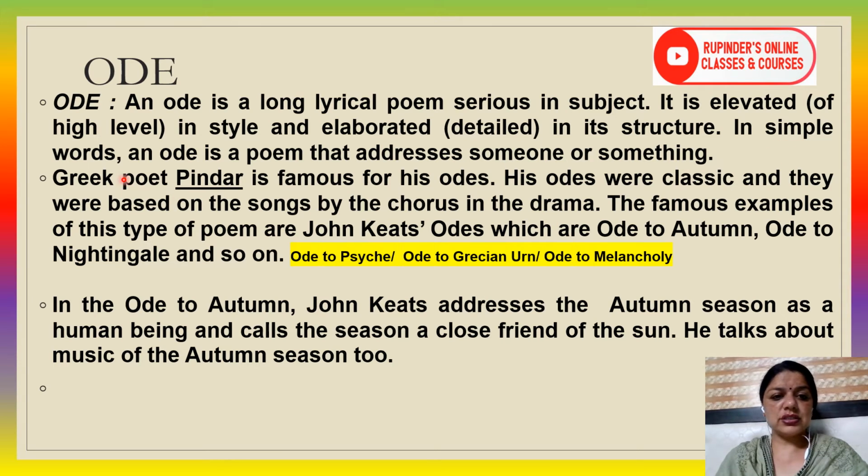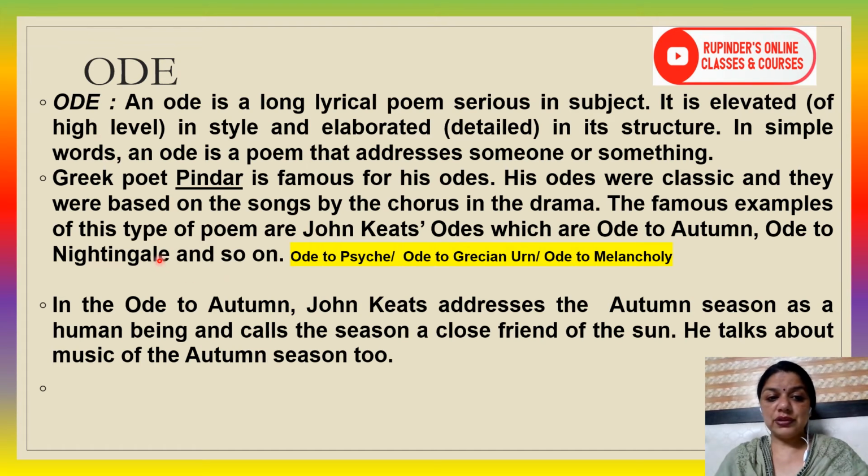So in simple words, an ode is a poem that addresses someone or something. तो ode कौन सी एक ऐसी literary term poem है जिसमें आप किसी को, किसी इंसान को या किसी चीज को एड्रेस करते हो. एड्रेस करने का मतलब आप उसको संबोधित करते हो, आप उस चीज से या उस व्यक्ति से बात करोगे. So great poet Pindar is famous for his odes. His odes were classic and they were based on the songs by the chorus in the drama.